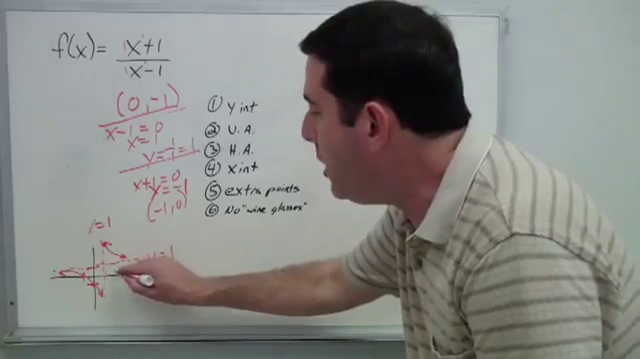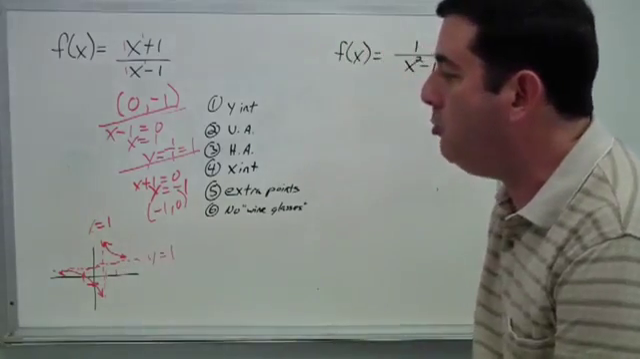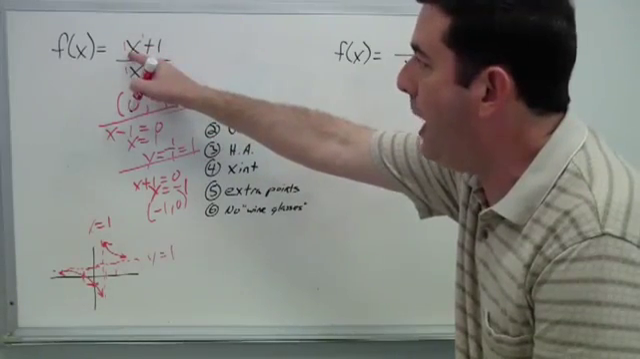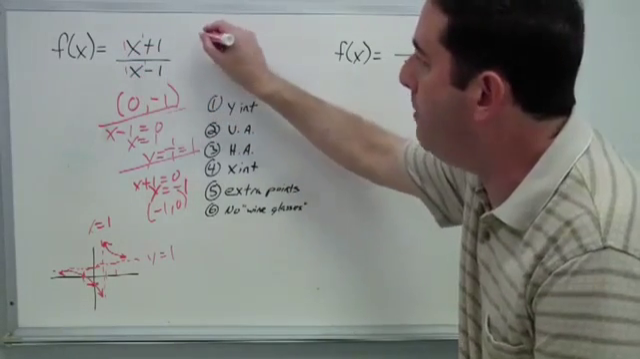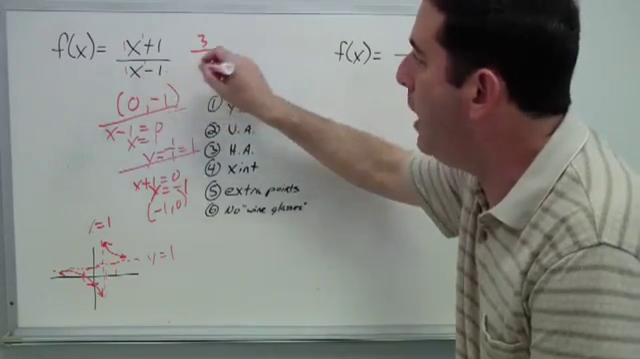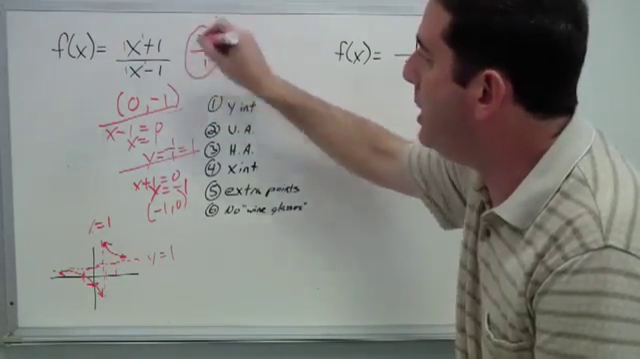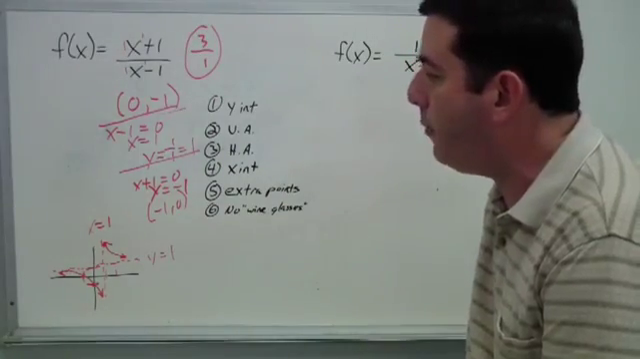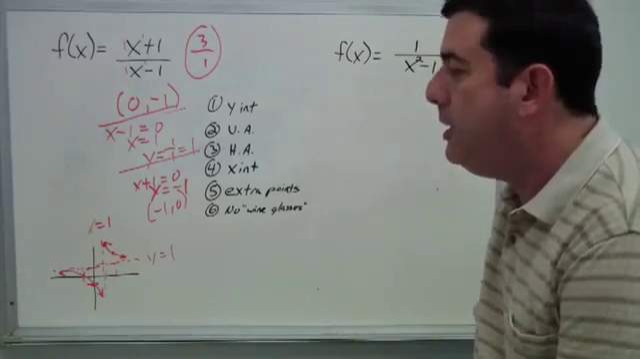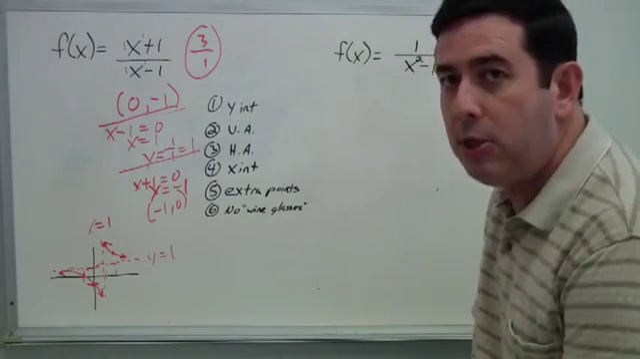If you weren't certain of that, you could substitute 2 in and see what you get. If I take 2 and put it on top, 2 plus 1 makes 3. If I put 2 on the bottom, 2 minus 1 makes 1. So this would give me a value of 3. 3 is clearly up there in that area, so it looks like we've got the right picture.